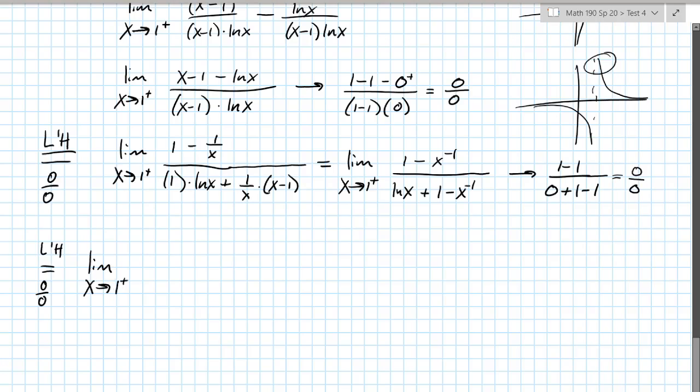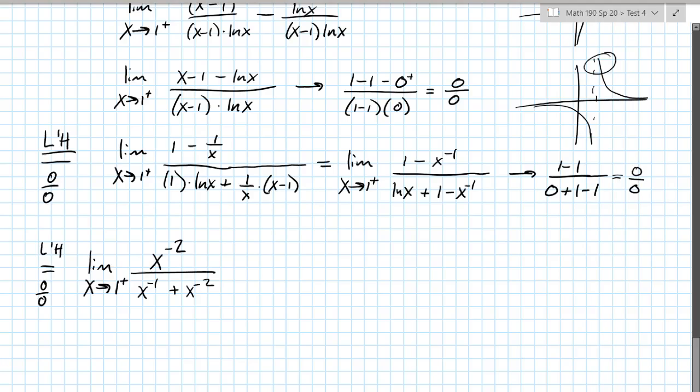Derivative of the top gives us x to the negative 2. The derivative of the bottom gives us 1 over x, which I'm writing as x to the negative 1, plus x to the negative 2. And this isn't very convenient to look at, but it works just fine since my x value that I'm approaching is positive 1, and positive 1 to the negative power is still positive 1.